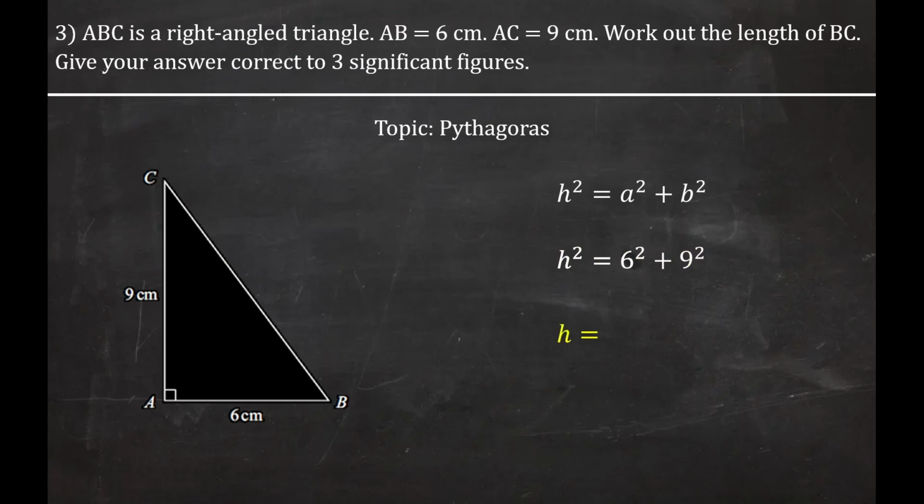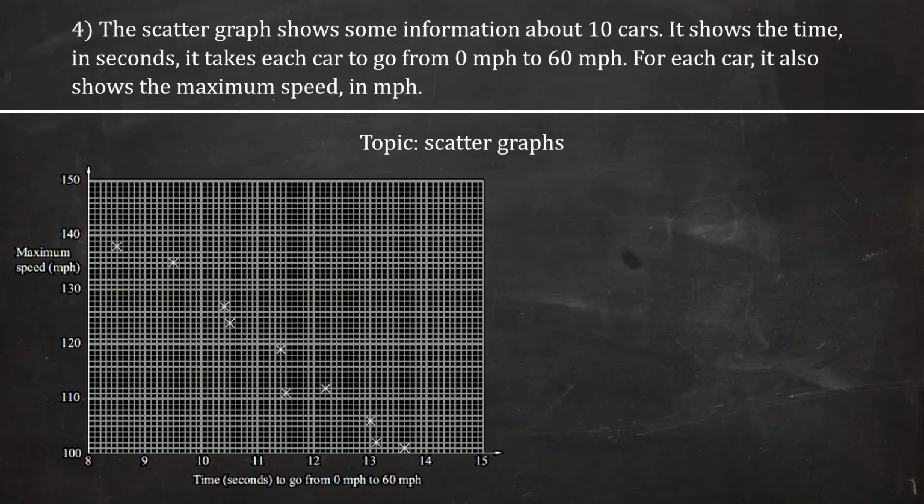Then I'm going to take the square root of both sides, so the hypotenuse is going to be the square root of 6 squared plus 9 squared. We're only doing it like this because it's a calc paper. On a non-calc, you do the calculations first. Put that in your calculator and you get that the hypotenuse is 10.8 to 3 significant figures. Boom, done.